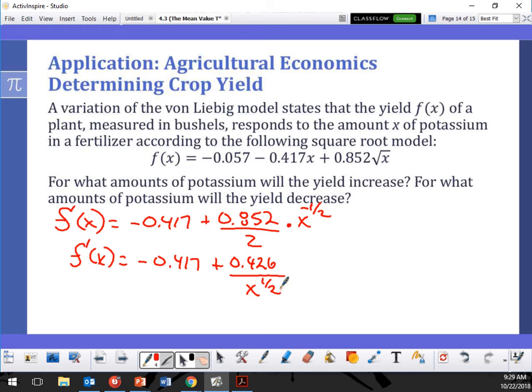Okay, so let's do x to the 1/2 over x to the 1/2. Common denominator here to make it a little bit easier. So f prime of x equals negative 0.417 x to the 1/2, right? Plus 0.426 all over x to the 1/2. Yes, because for the common denominator, I multiplied this right here by x to the 1/2 over x to the 1/2, so I got that common denominator. You know what, I'm running out of room here.